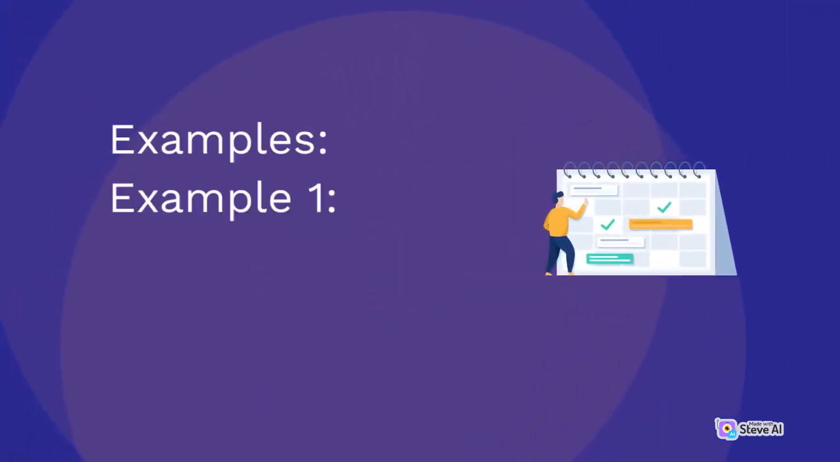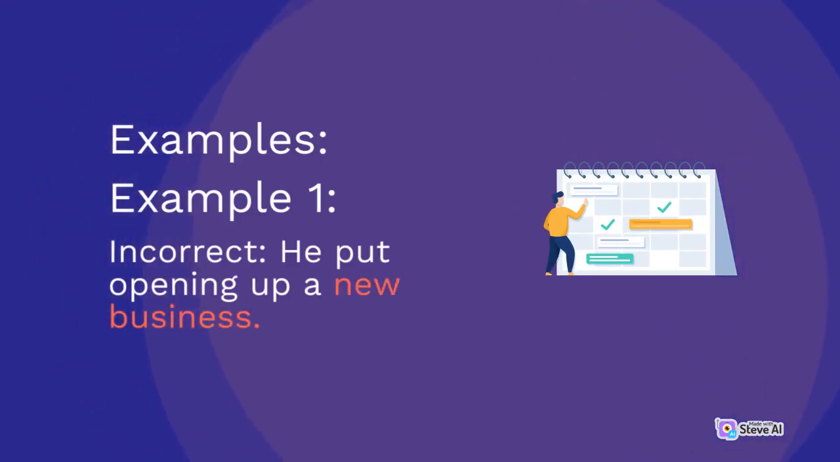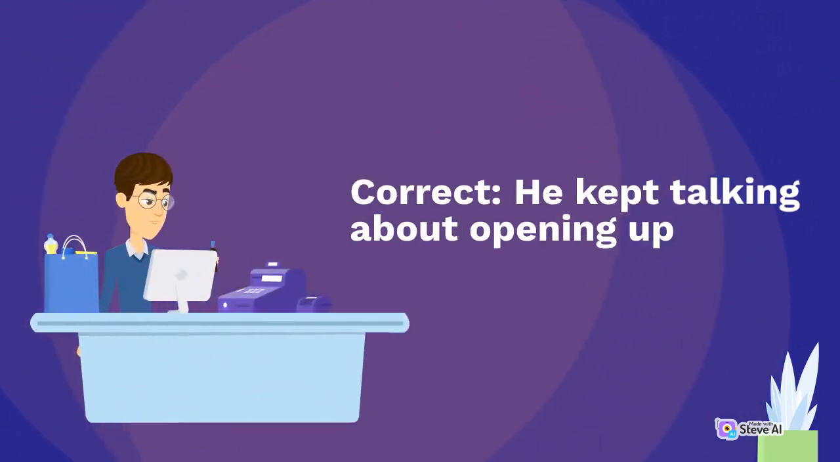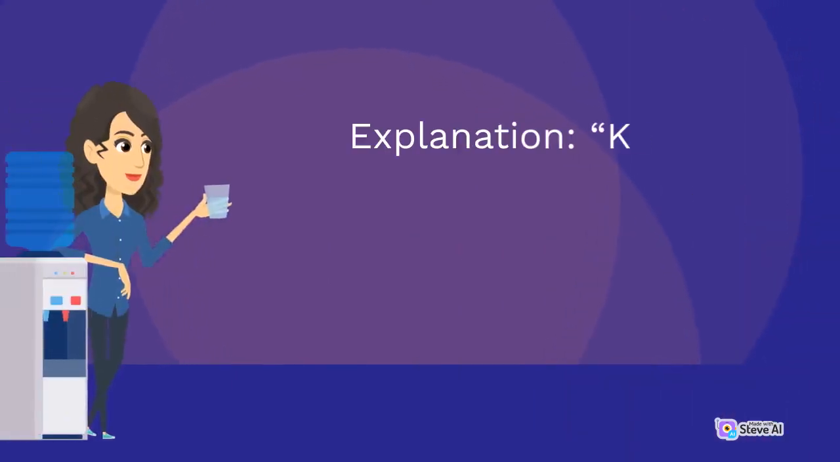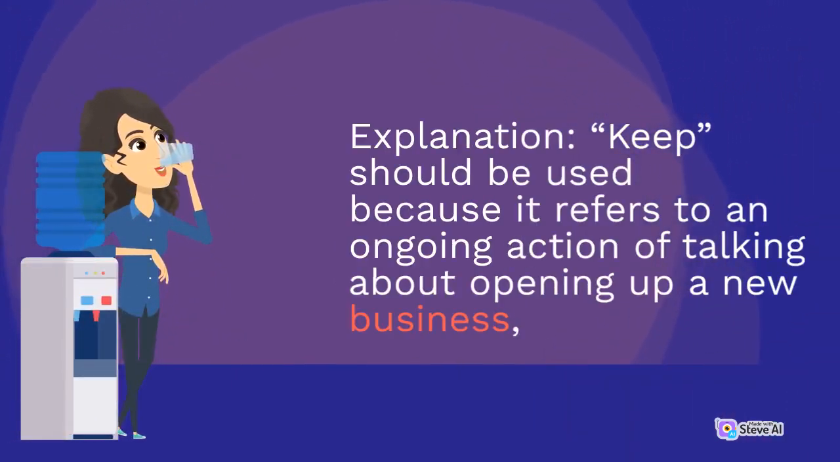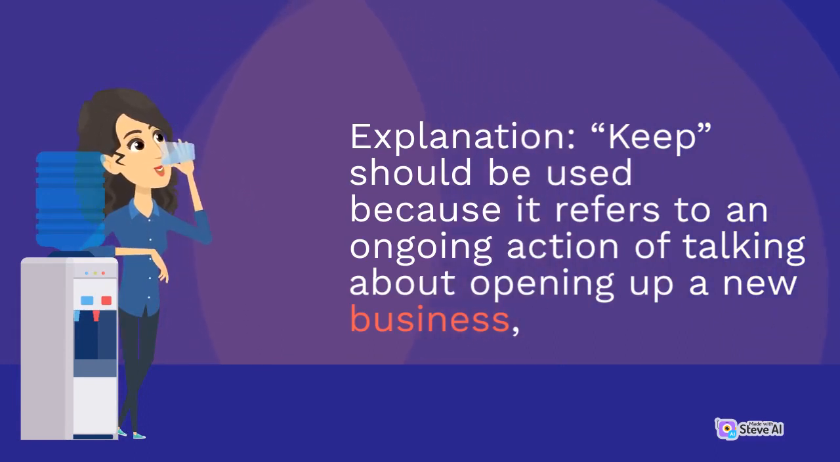Examples. Example 1. Incorrect: he put opening up a new business. Correct: he kept talking about opening up a new business. Explanation. Keep should be used because it refers to an ongoing action of talking about opening up a new business.